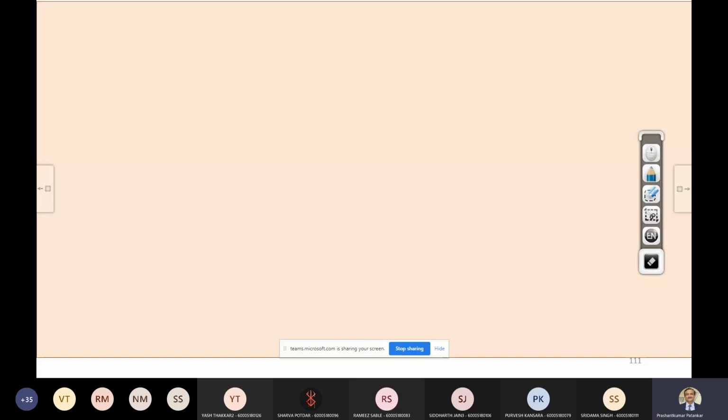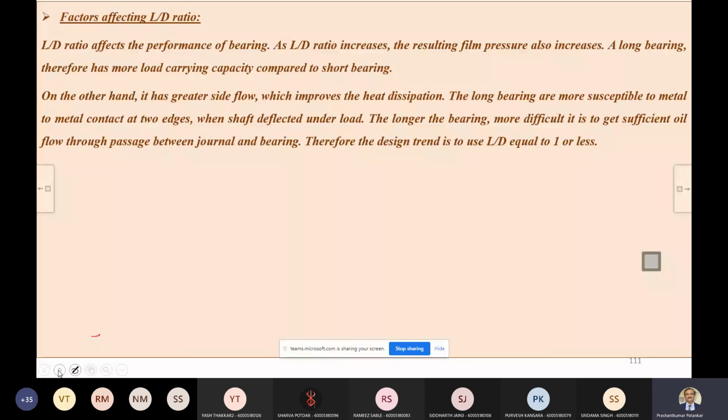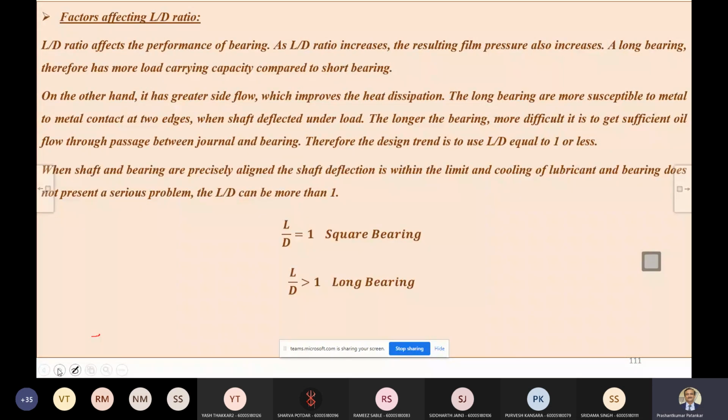On the other hand, when your shaft and bearing are perfectly aligned, in that particular case, your shaft deflection is within the limit, and cooling of your lubricant is also not required. So for all those cases, what we want is that as far as possible, L by D ratio should be equal to 1, and hence we prefer L by D ratio as 1.